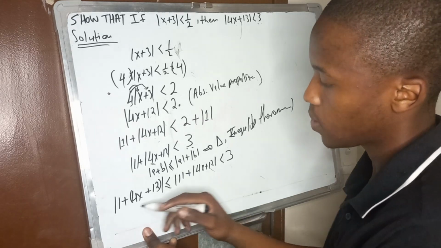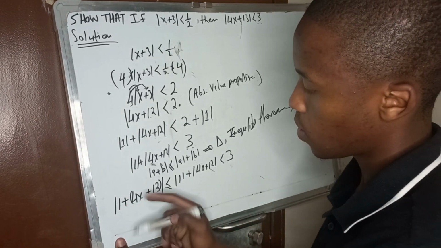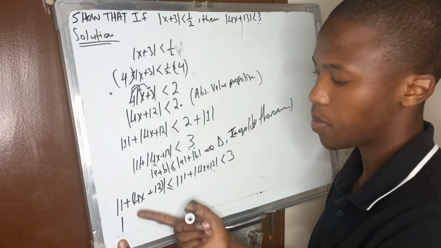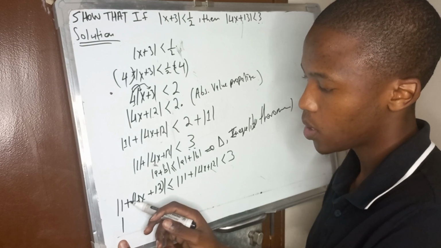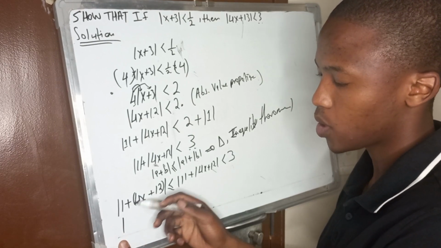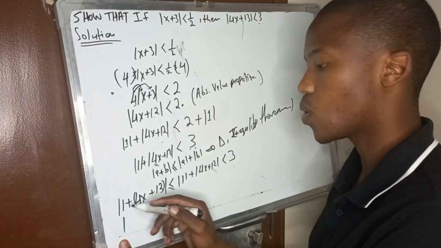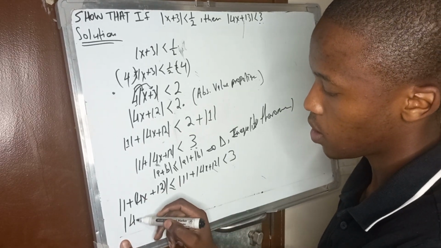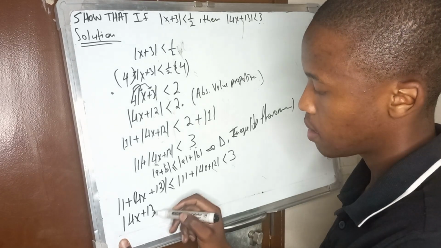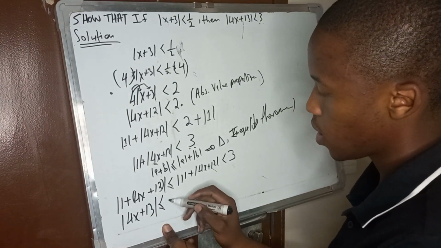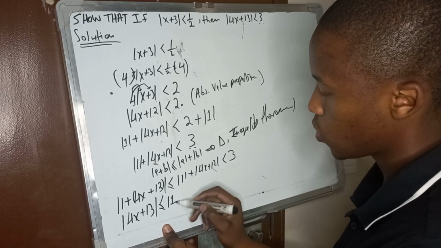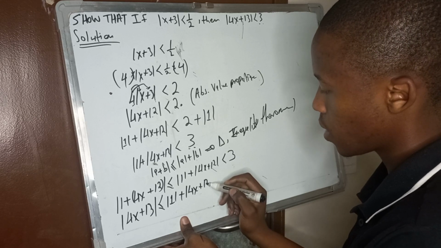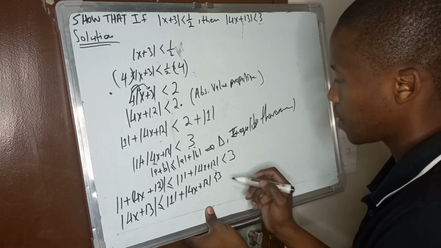This is the same as the absolute value of, and then we remove the brackets by doing multiplication. Positive times positive is positive. So 1 plus 12 is 13. So here we have the absolute value of 4x plus 13 less than or equal to the absolute value of 1 plus the absolute value of 4x plus 12, which is less than 3.